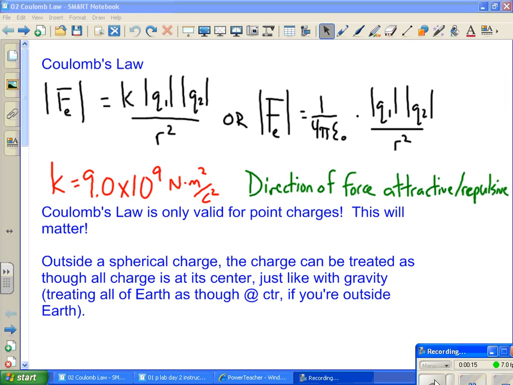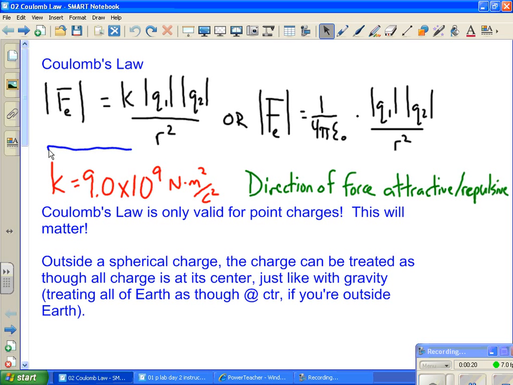The first thing that I want to bring up is you notice that the way I have the electric force written out here, I use absolute value symbols. And the reason why I want to focus with Coulomb's law on absolute values is I think it's going to help us avoid making a bunch of silly mistakes.